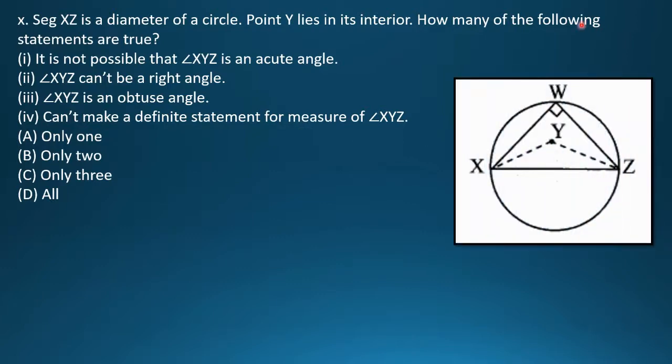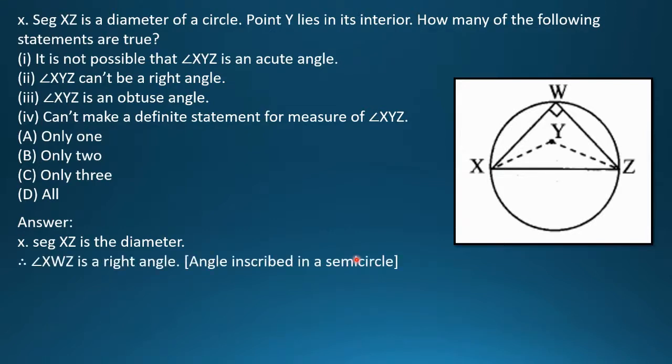So you look in the figure, XZ is the diameter of the circle. Point Y lies in its interior. Let us start with the solution. XZ is the diameter of the circle. So angle XWZ will be a right angle, because we know that an angle inscribed in a semicircle is a 90 degree angle or a right angle.